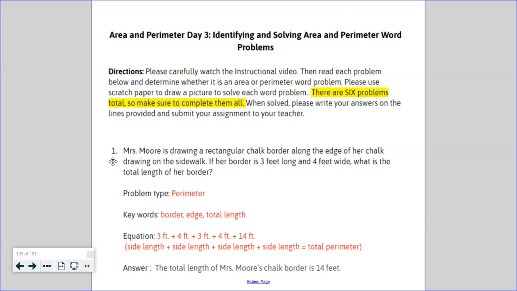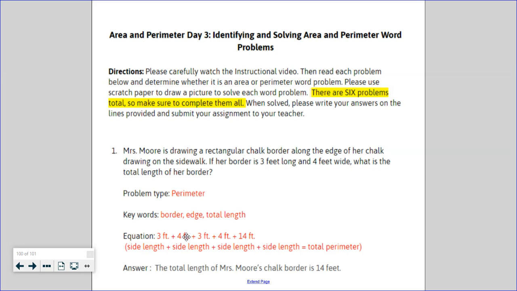So here's an example of the problem that's on your paper that is done for you. Mrs. Moore is drawing a rectangular chalk border around the edge of her chalk drawing on the sidewalk. If her border is 3 feet long and 4 feet wide, what is the total length of her border? Well, we know that's a perimeter story because look at these keywords: border, edge, total length.